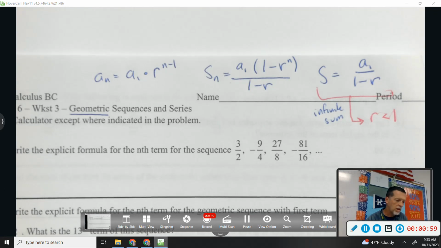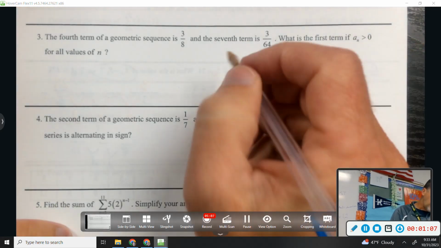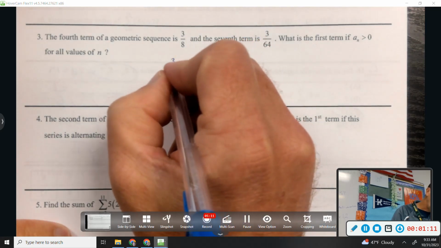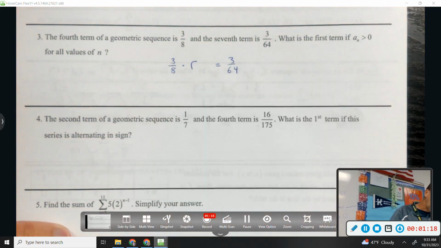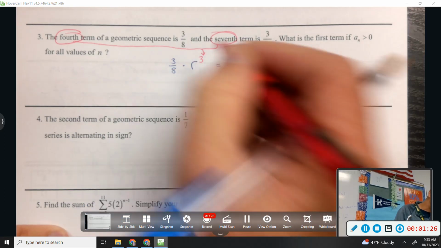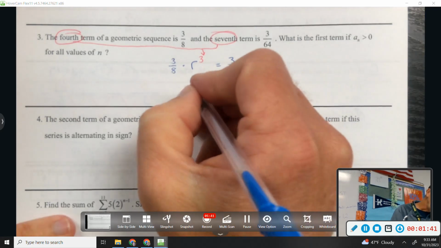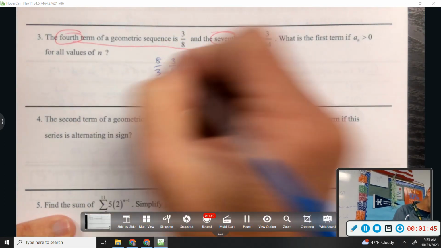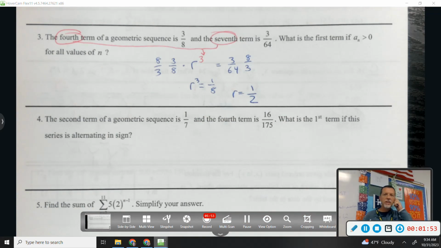Oh, number 3. The fourth term of a geometric sequence is 3/8, and the seventh term is 3/64. So 3/8 times some number of r's is 3/64. If we're going from the fourth term to the seventh term, that would be 3 steps. So I'm not worried about the n minus 1 stuff. I'm just thinking about how to get from the fourth term to the seventh term. That'd be 3 steps away. So r cubed is 1/8. I love it when they rig the problems in our favor here. r is 1/2.